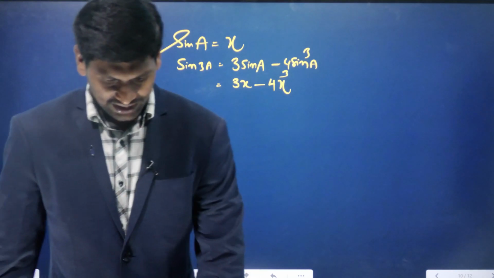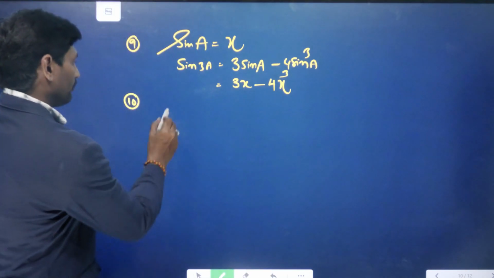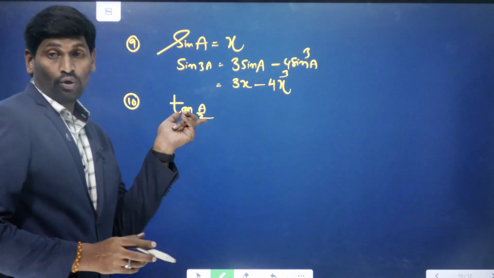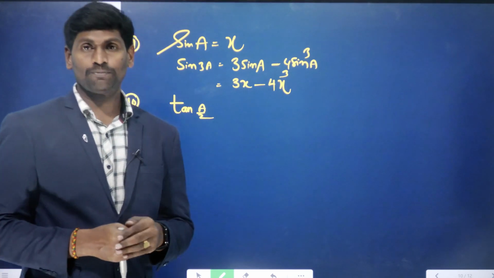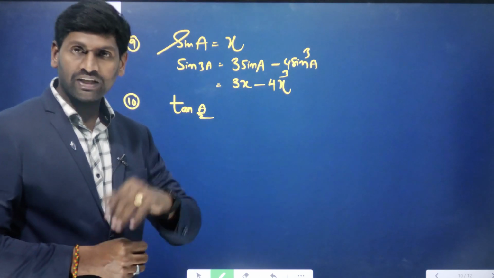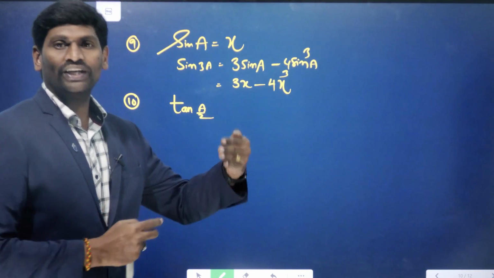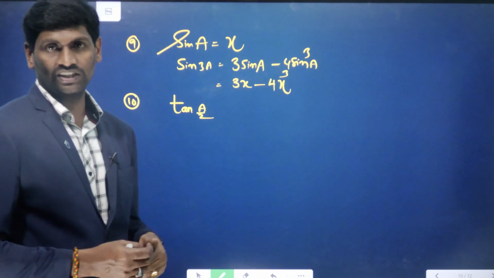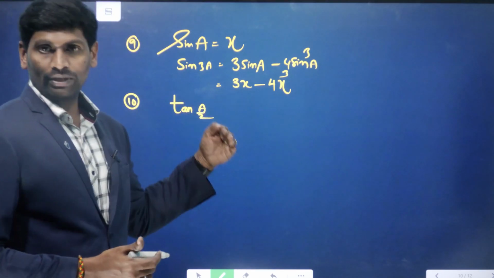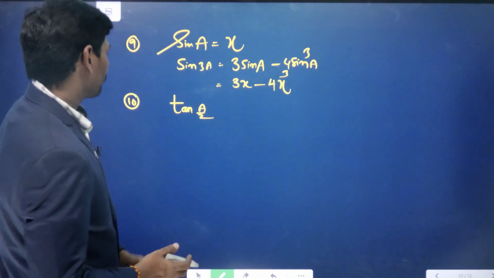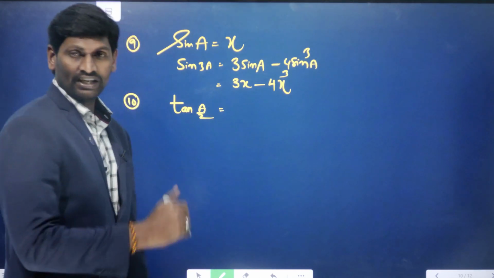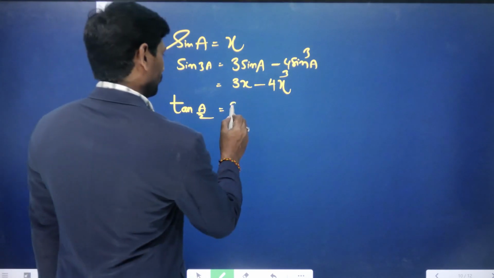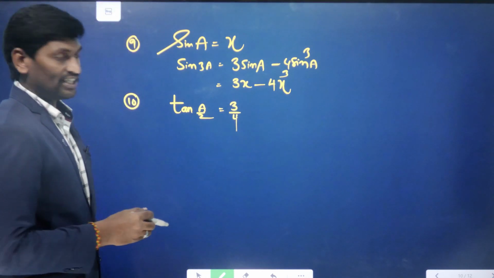The 10th problem is: tan A by 2 value is 3 by 4. Until now, only tan A was given. Now we have submultiples also. Submultiples means A by 2, A by 4, A by 8 like that. A, 2A, 3A, 4A, 5A are multiple angles, and these are submultiples. Okay. Tan A by 2 value is given as 3 by 4. We need to find the tan A value.